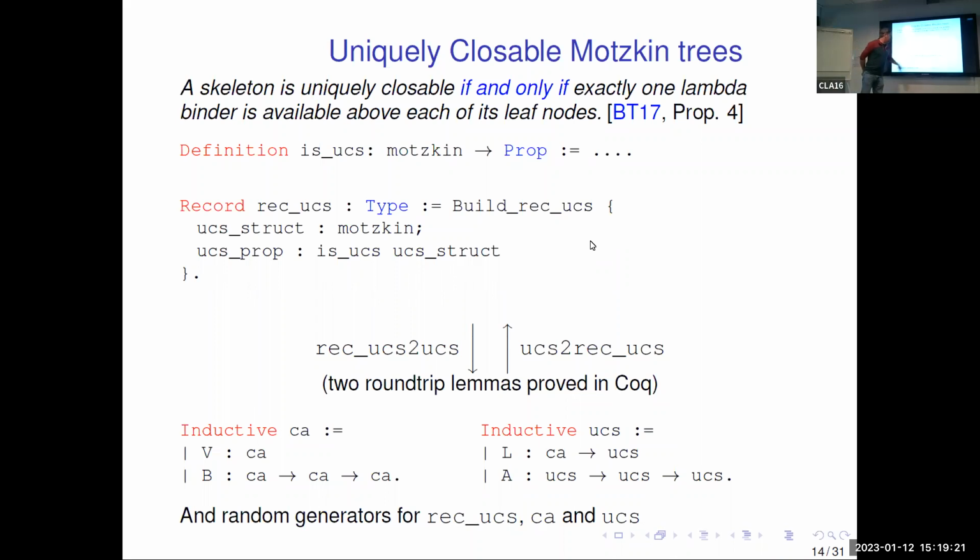And you have 2 other constructors, as those described in the paper by Bodini and Tarau, which are CA and UCS. CA is closed above, and it says you have either V or B, which means everything that's below the L you're looking for. And then for UCS, you have either L, and you take a closable and obtain a uniquely closable, or you have 2 uniquely closable terms and you put them together as an application. We generate random generators as well for rect UCS, CA, and UCS automatically from the system.